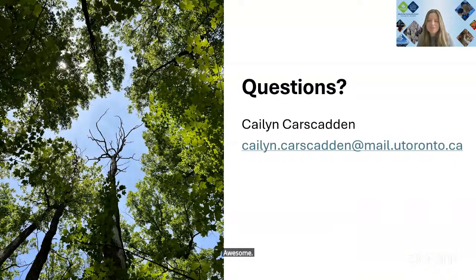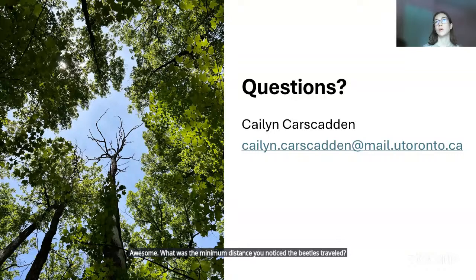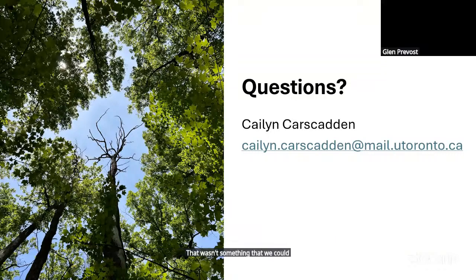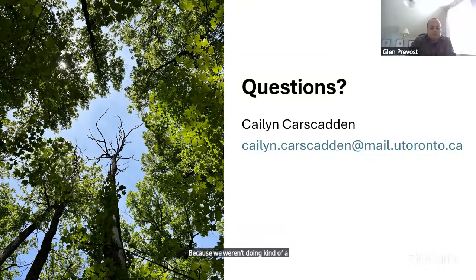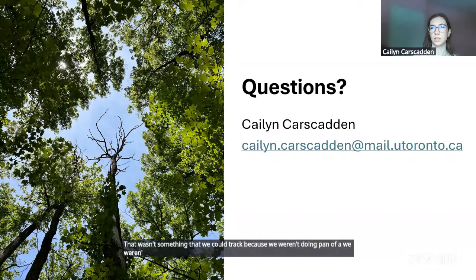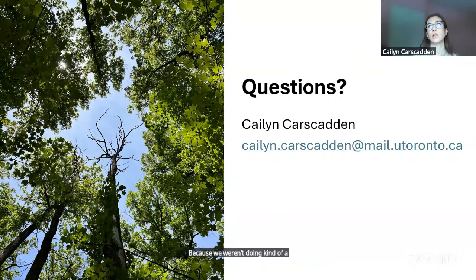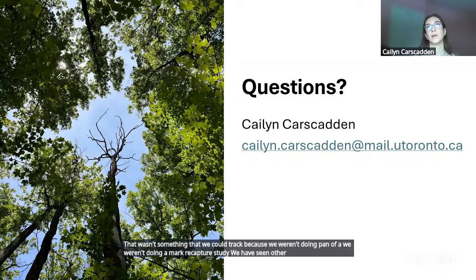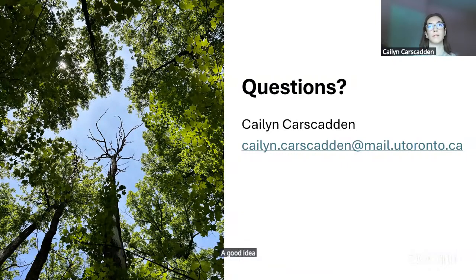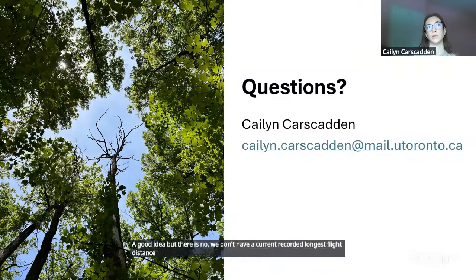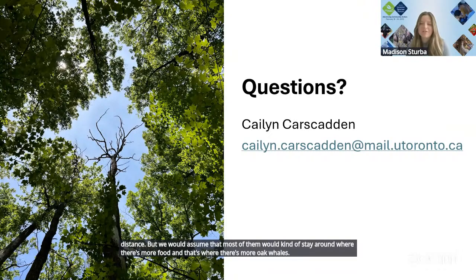Awesome. What was the minimum distance you noticed the beetles traveled? That wasn't something that we could track because we weren't doing a mark recapture study. We have seen other papers have separated them 20 meters, others 30 meters. So we decided 40 meters was a good idea, but we don't have a current recorded longest flight distance. But we would assume that most of them would stay around where there's more food, and that's where there's more oak wilt. Yeah, no, definitely.